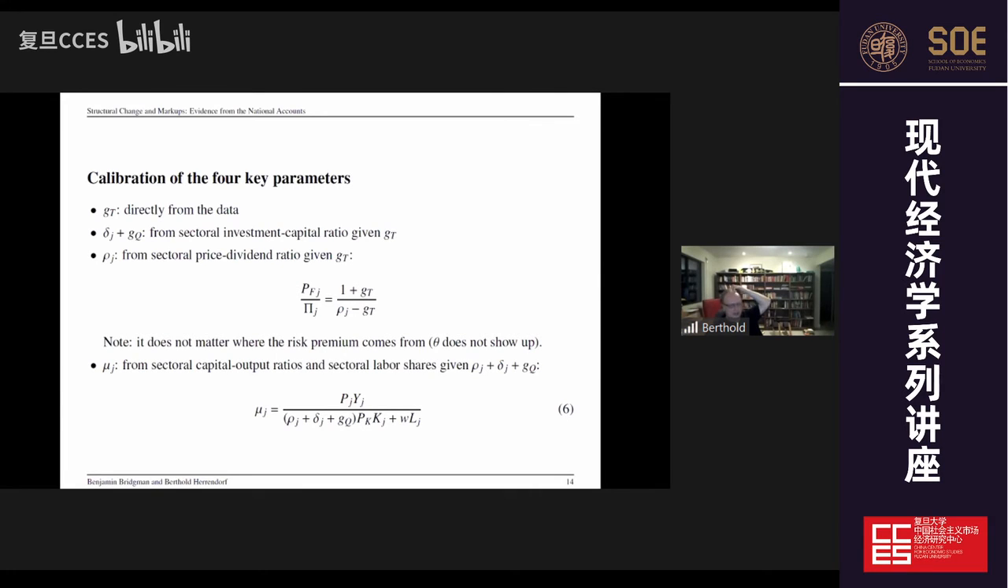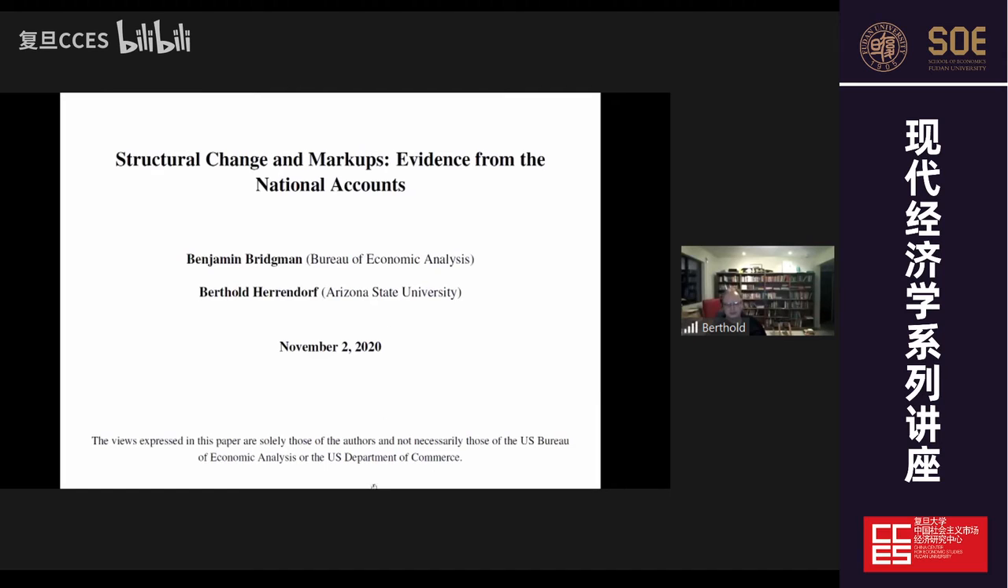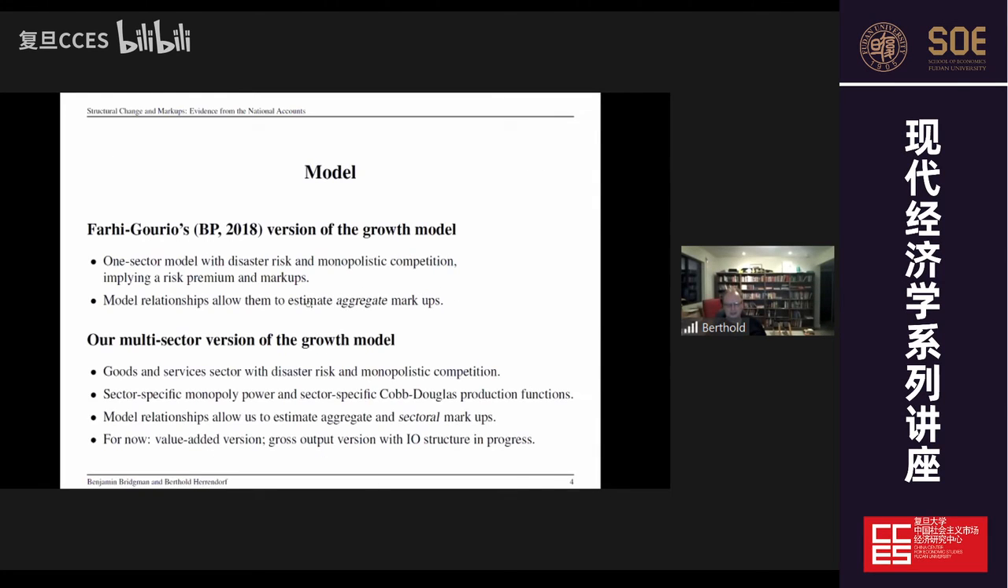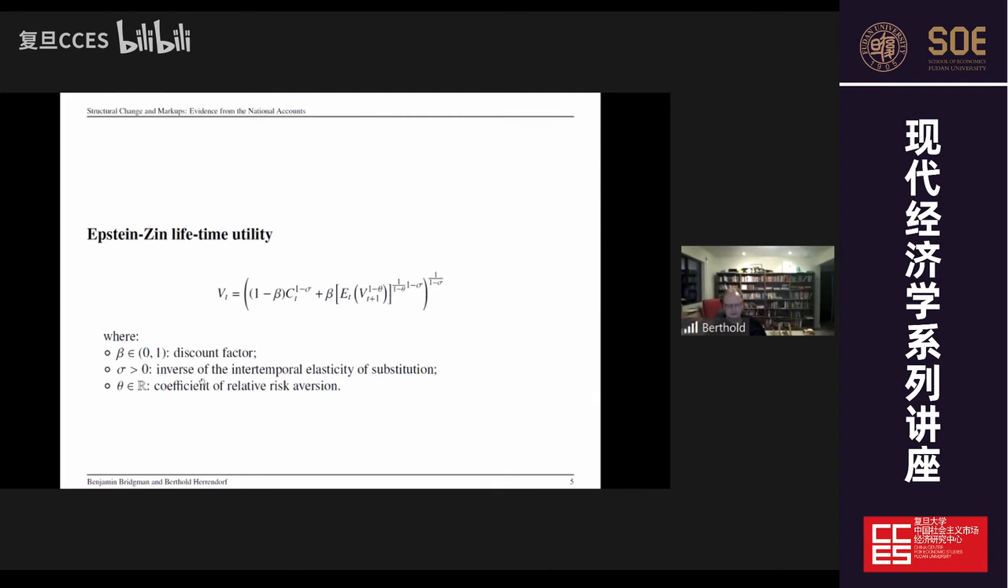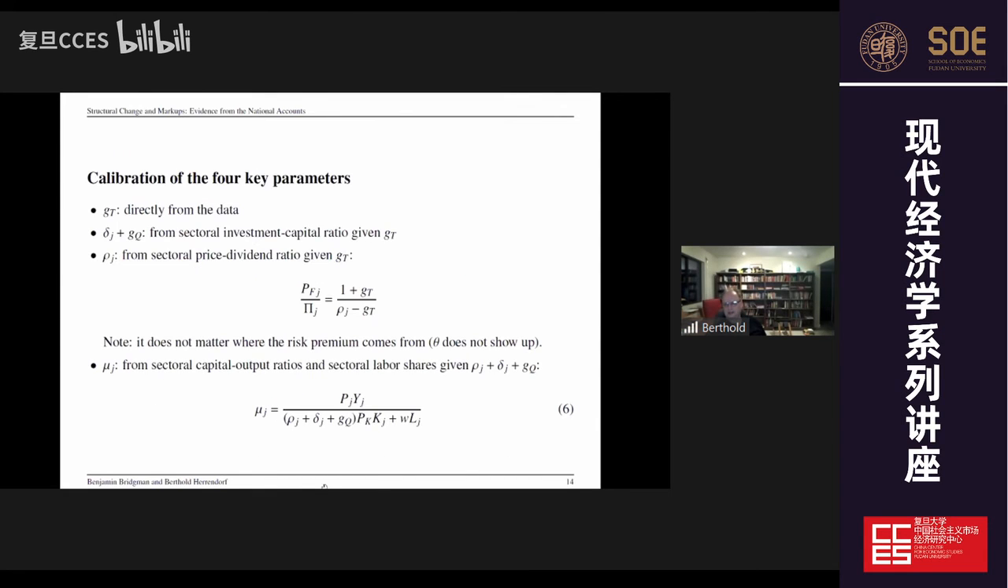Now, notice one really cool thing that sold me on that approach. And by the way, I'm just basically doing Farigurio at the sector level. So I didn't invent that. But one thing that really sold me, when I went to the beginning and said we're using this Epstein-Zin, you can separate sigma from theta. One is intertemporal elasticity, the other one is risk aversion, gives rise to risk premium, all good and fine. When I go to the calibration stage, none of these parameters shows up here. So I can do the calibration without taking a stand on sigma and without taking a stand on theta.